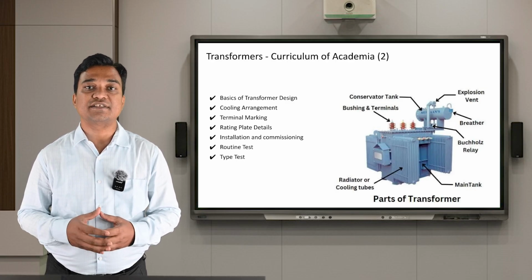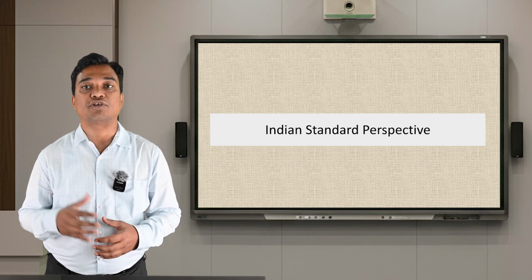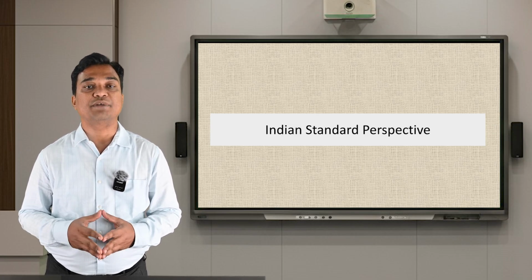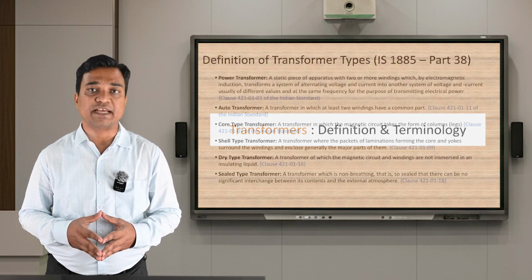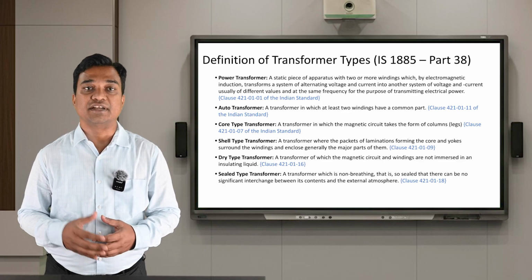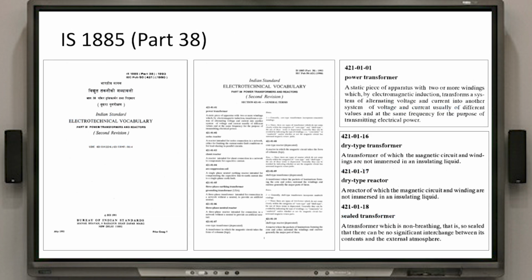However, from standardization perspective, it is very important that everyone who applies the standard or comprehends its requirement have a uniform understanding of what is specified. To facilitate a uniform understanding on different types of transformers and what they mean, definitions are specified in the Indian standard IS 1885 part 38. It not only specifies what a power transformer or an auto transformer is, but also the different types of configuration such as core type and shell type, dry type, sealed type, etc. You can refer to IS 1885 part 38 for more details on definitions.